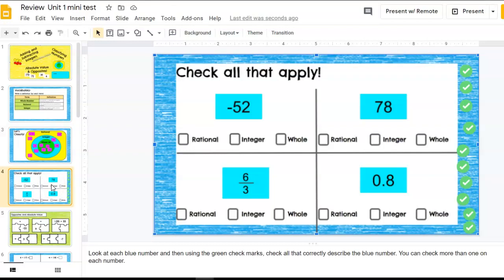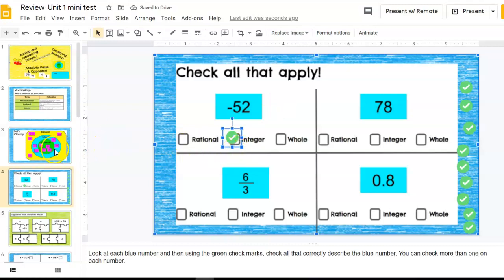Slide 4. Check all of them that apply. You're going to use the checks that are on the right-hand side. You see the green checks, and you're going to drag them into the correct spot. -52. -52 is an integer, so I'm going to put a check on the integer. I'm taking and dragging it to the integer spot.